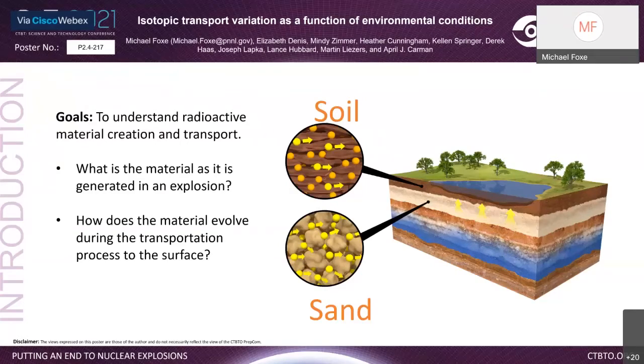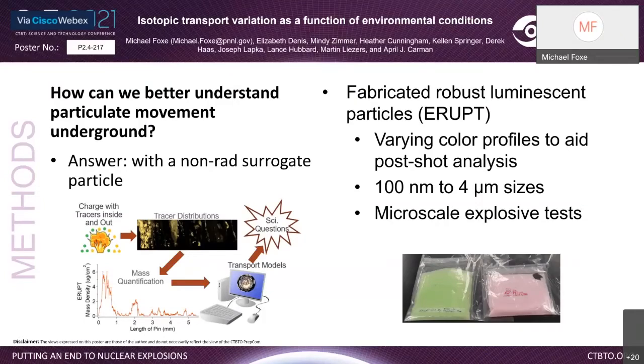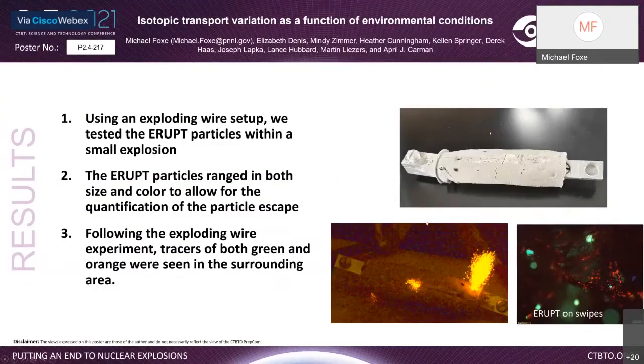And so we're doing this with laboratory scale experiments at PNNL, looking at two different methods, either generating particles that we can then measure. And so looking at that with non-radioactive surrogates where we make phosphorescent particles that we can blow up in a floating wire setup. And so if you come to my poster, you'll see an area where we put the particles within and on a wire here, and then we can detonate those and see where the particles go.